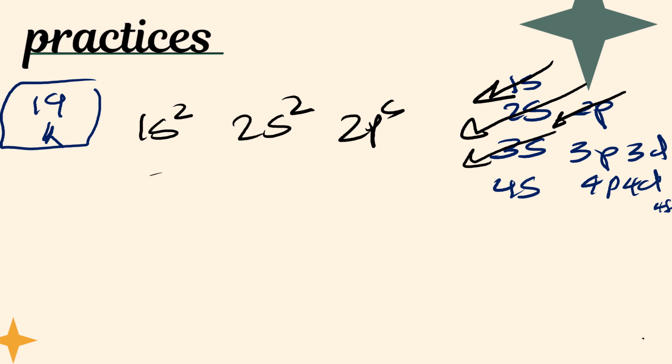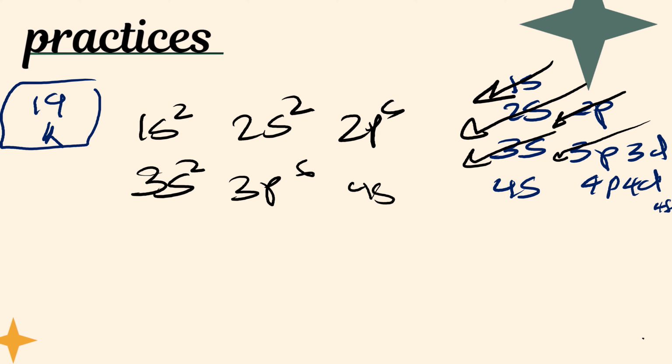Then 3s2, and then 3p6, and then 4s1. So now we have 19 electrons. We can count: 2 plus 2 is 4, 4 plus 6 is 10, 10 plus 2 is 12, 12 plus 6 is 18, and 18 plus 1 is 19.